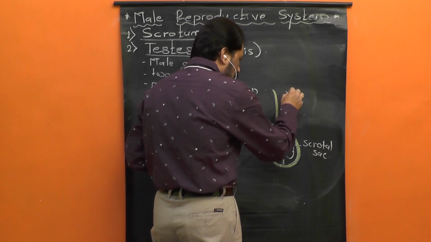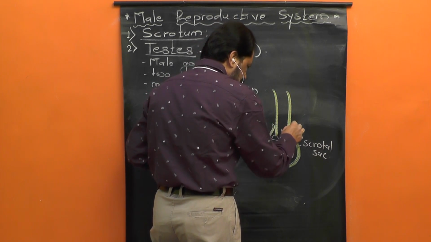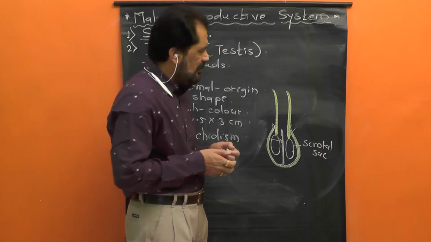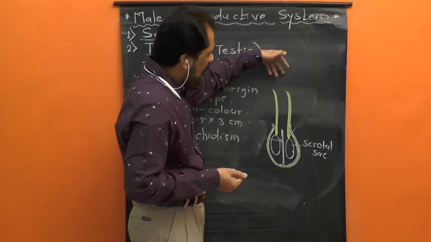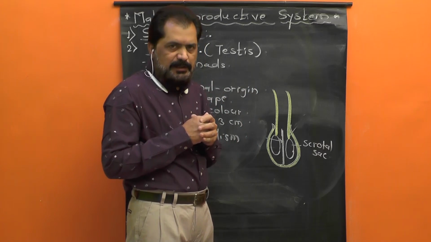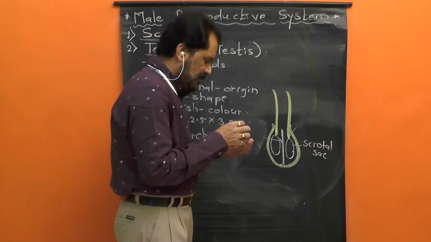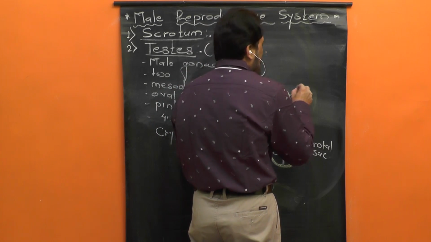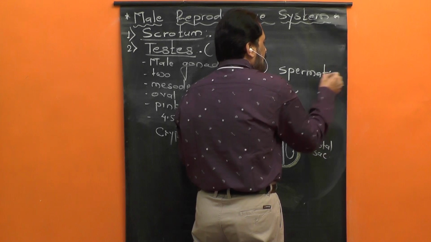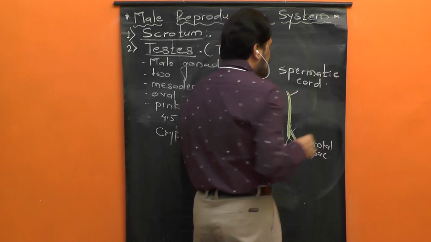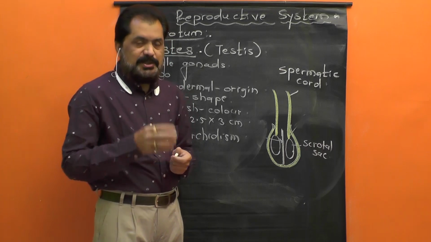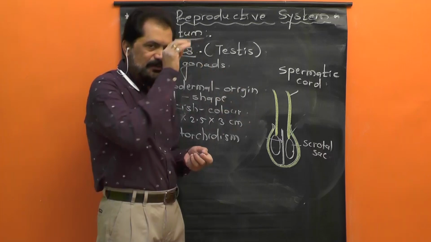Now, the testes are suspended from abdominal cavity into the scrotal sac by means of a cord-like structure. स्ट्रिंग लाईक स्ट्रक्चर, दोरीसारख्या स्ट्रक्चरच्या मदतीने टेस्टिस या ॲब्डॉमेन मधून या ठिकाणी स्क्रोटल सॅक मध्ये सस्पेंड झालेले असतात. And these cord-like structures are called spermatic cords. Actually, this spermatic cord consists of vas deferens, which is one of the parts of male reproductive system.